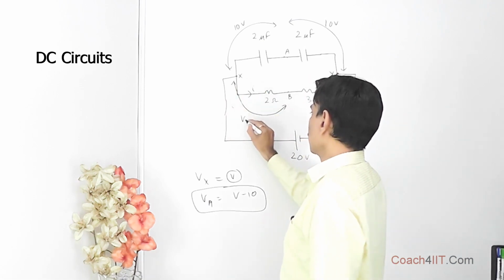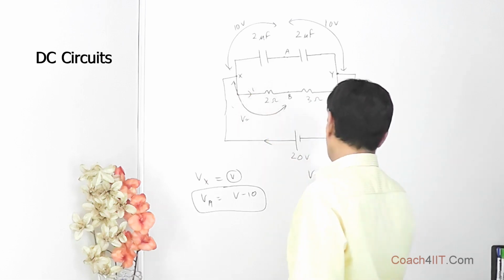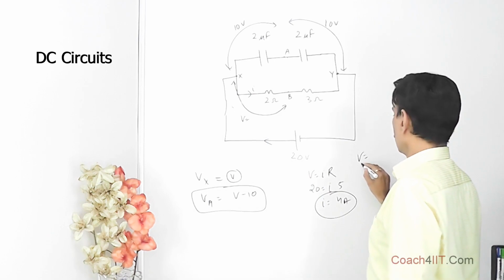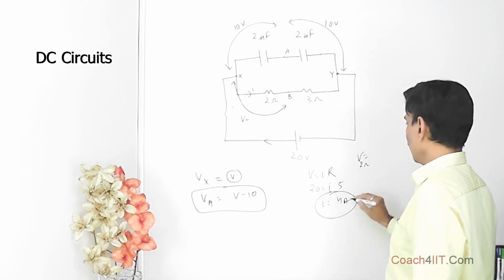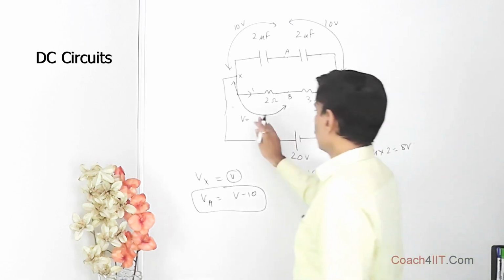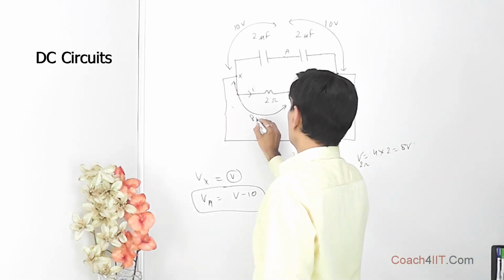What is the potential difference across this? V equals IR. I is 4, so 4 into 2. That is, the potential difference across the 2 ohm resistor is 4 ampere into 2, that is 8 volt. The potential difference across this is 8 volt.